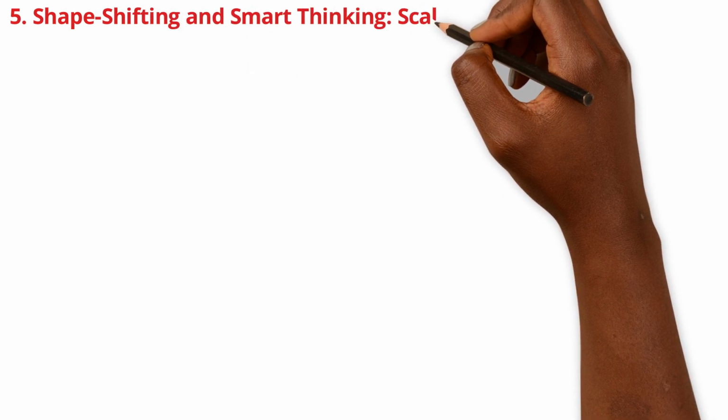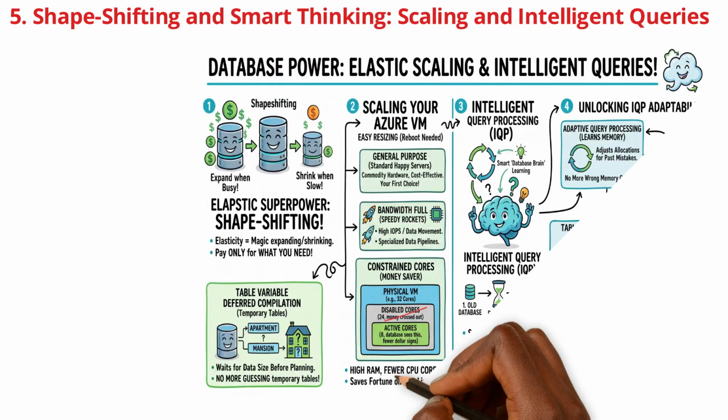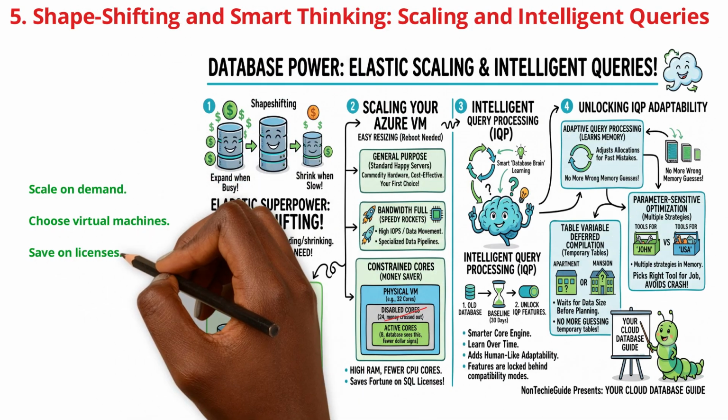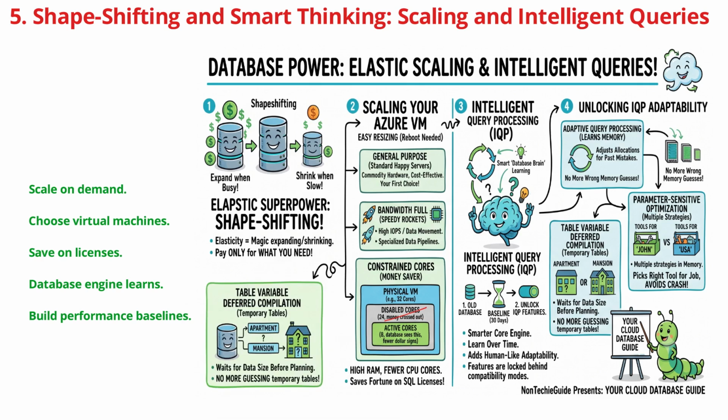The ultimate superpower of the cloud is elasticity, the magic ability to shape-shift your database by expanding when busy and shrinking when slow, so you only pay for what you need. When scaling your virtual machine, you can choose general-purpose servers, high-speed bandwidth machines, or save a fortune on licensing with constrained cores. But the real magic is intelligent query processing. By adapting memory limits, waiting on temporary data sizes, and remembering multiple strategies, your database actually learns from its past mistakes and gets smarter over time.